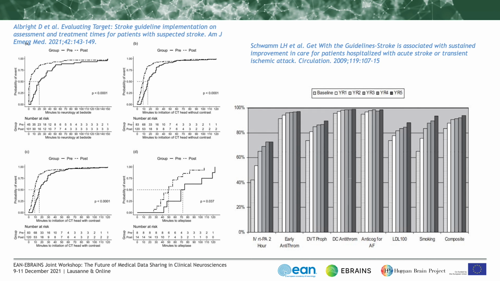The first thing on the left is a pre-post study in which the authors implemented stroke guidelines through a specific initiative and compared the outcomes 12 months before and 6 months after the initiative. And as you see, if you compare the full line, which is before, and the dotted line, which is after, there is a clear improvement in all the 4 time-based outcomes they considered.